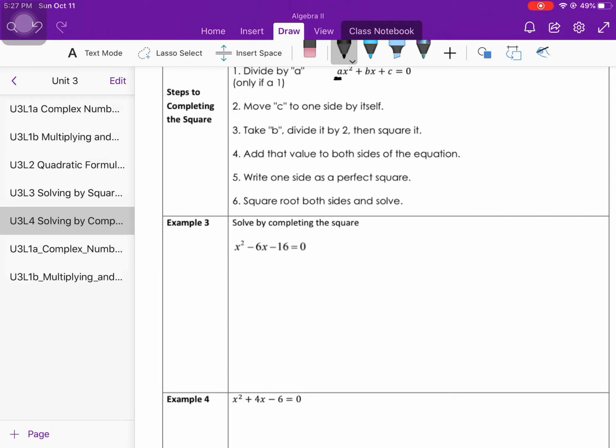So let me walk you through it here. So step 1, the a value is 1, so we don't need to do anything there. Step 2, we need to move c to one side by itself. So let's add 16 to both sides.